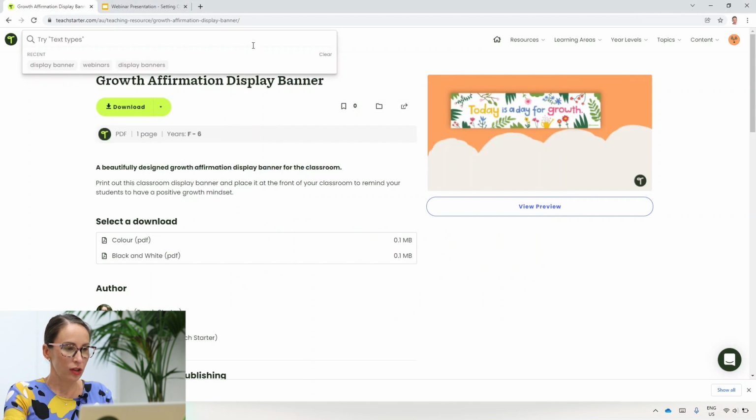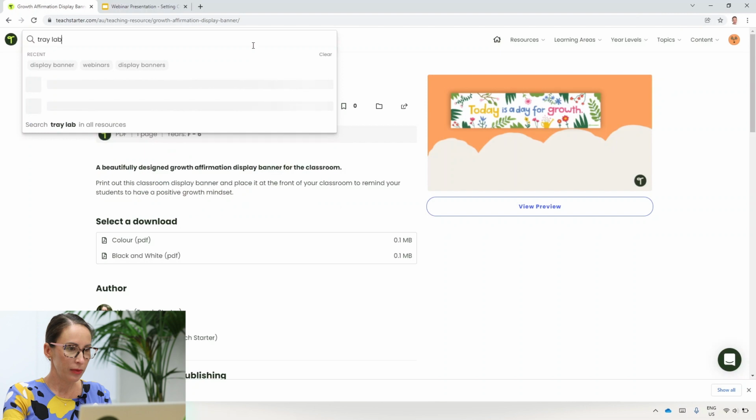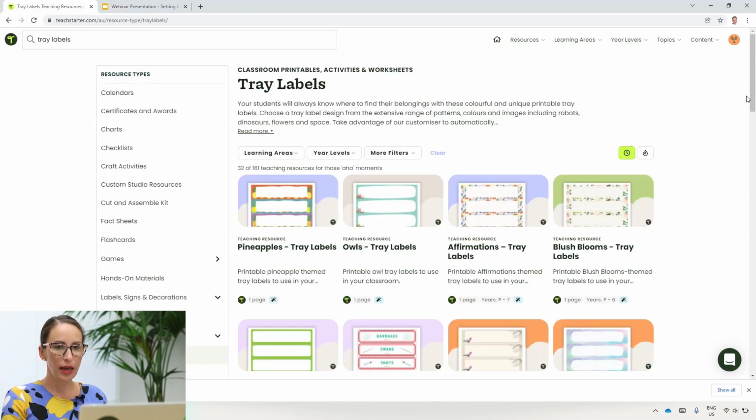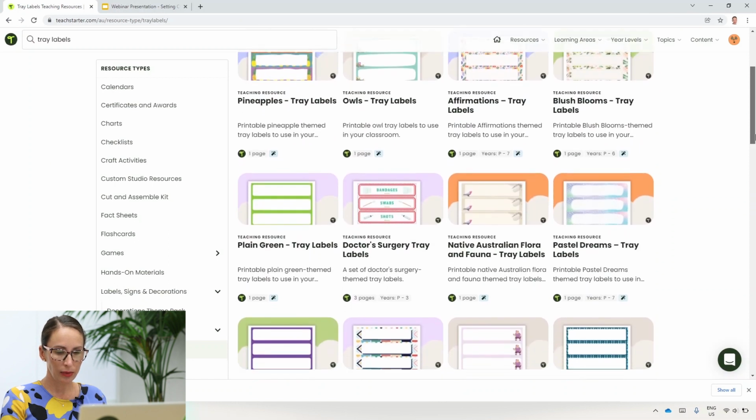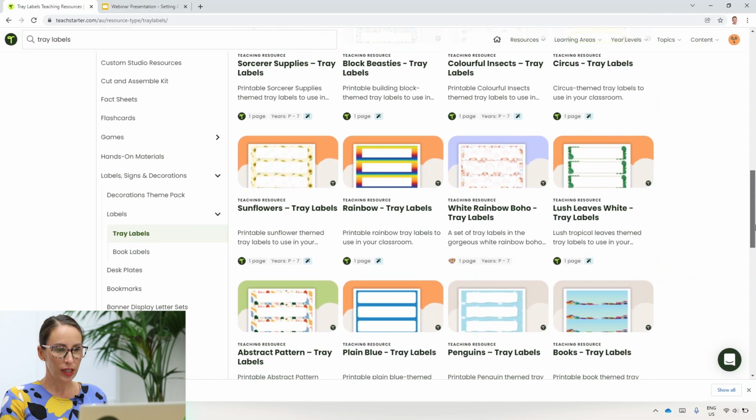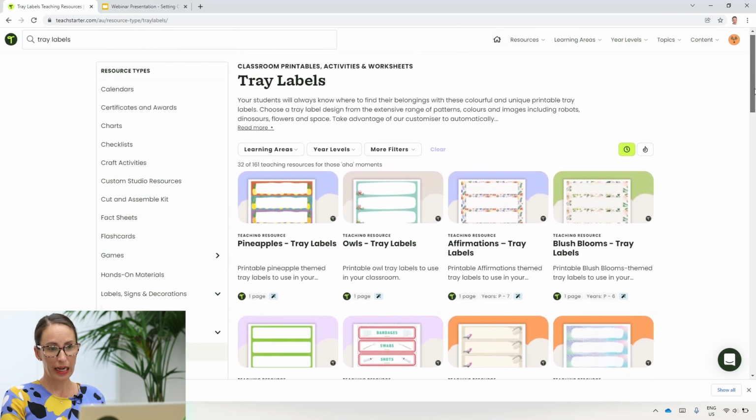One last thing, the tray labels. I've spoken quite a bit about the tray labels as well. So if you search tray labels and go to our collection, again, here's all of our tray labels that you can have access to. And you can then, in our studio function, type out different labels that way.